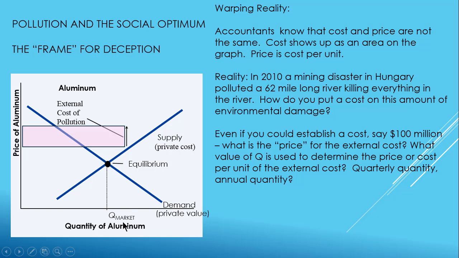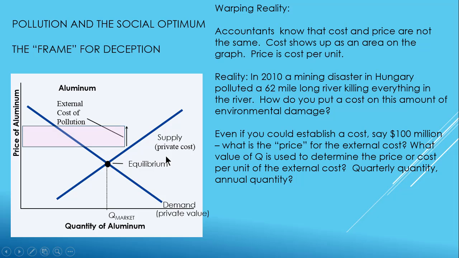Do I use a quarterly volume of aluminum production? Do I use an annual quantity of aluminum production? Do I consider the entire globe's production values? Or do I just consider the production for this mine up here that had the disaster? Economists never talk about that. They never say how to actually apply their model in real life because you can't do it. You can't do it. What assumptions would you make about these things to come up with these values?